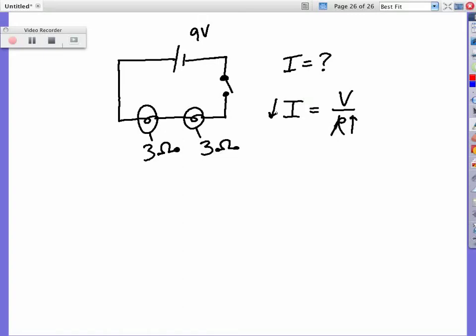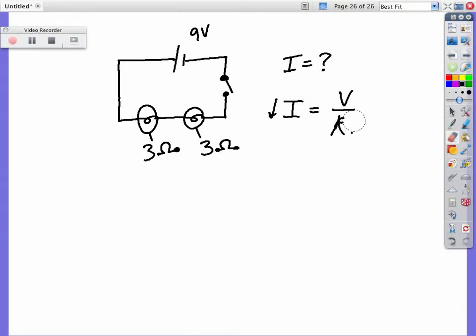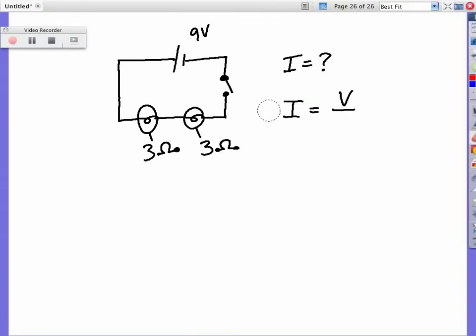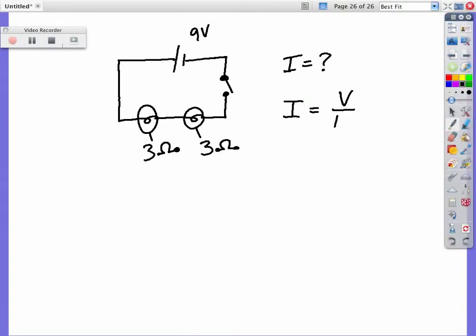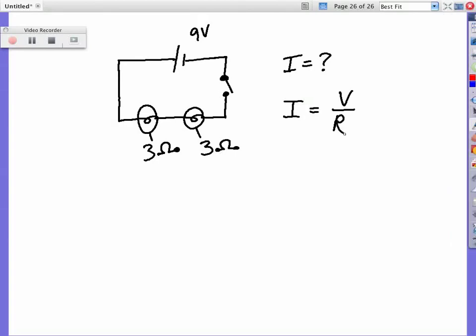So let's go solve this question for those two things. In this case, my voltage, so I have I equals, my voltage is 9 volts, but I have 2 resistances. I have 3 and I have 3. So what do you think I probably should do with those? Yeah, the answer should be to add them up together. So my total resistance is 9 ohms.